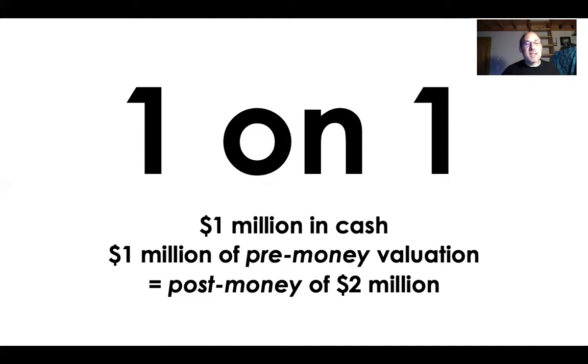So one-on-one means that he's offering us $1 million in cash. The first one means $1 million in cash. And on means that he's valuing the money pre-money, before the cash, as $1 million. So I'll say that again. So he's offering us $1 million in cash, and he's valuing a company that's just 4 people in a PowerPoint at $1 million.